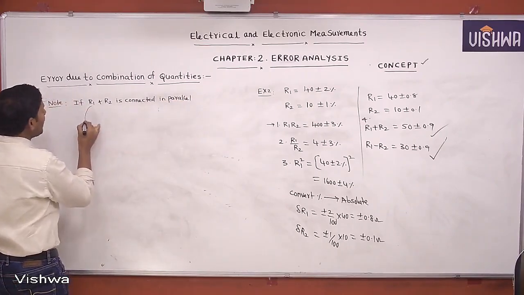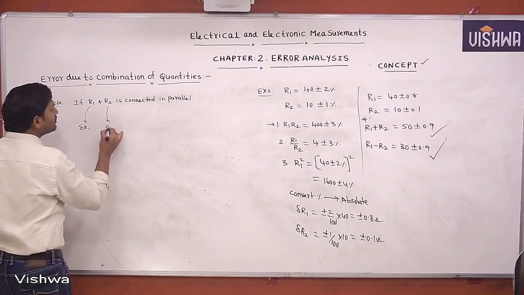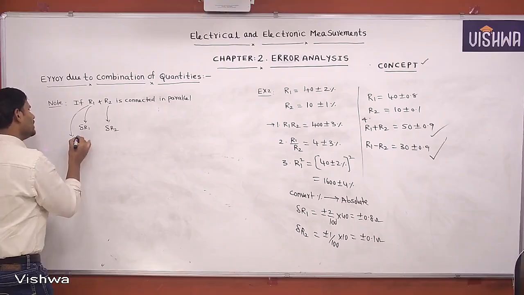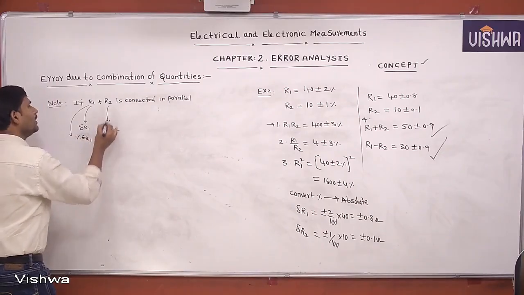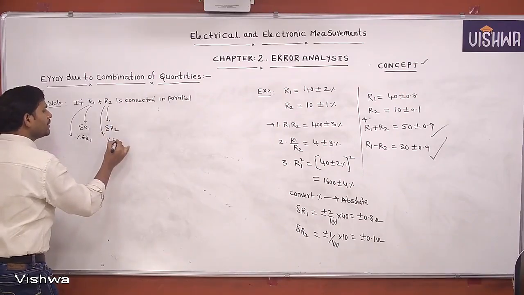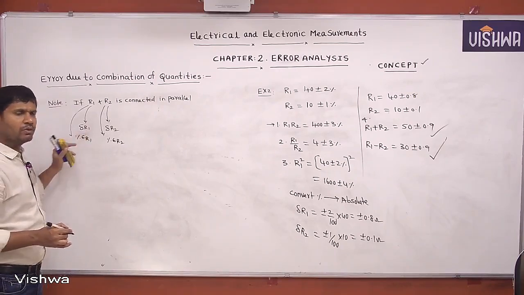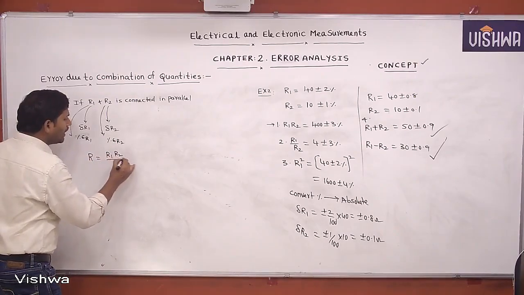let in the measurement of R1, absolute error is delta R1. In the measurement of R2, absolute error is delta R2. Or in the measurement of R1, percentage limiting error is delta R1 by R1, that is percentage epsilon R1. In the measurement of R2, percentage epsilon R2. We may expect error in terms of percentage, we may expect in terms of absolute. The two resistances connected in parallel means R equal to R1 R2 by R1 plus R2.